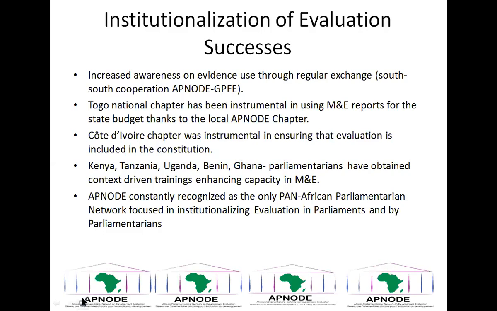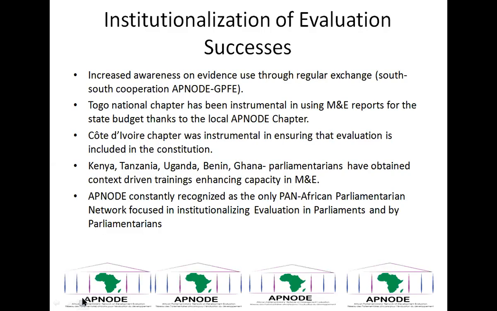And Uganda, being one of the APNODE members with a very strong national chapter, we see that current and prospective APNODE members and chapters look at Uganda as an exemplary model of how effective evaluation can be used by policymakers at the parliamentary level, as well as how effective evaluation can be in ensuring decisions are made based on evidence. Networks such as APNODE provide the facility through which member countries from Africa can learn from each other on how to engage with parliament to use development evaluation at the parliamentary level.